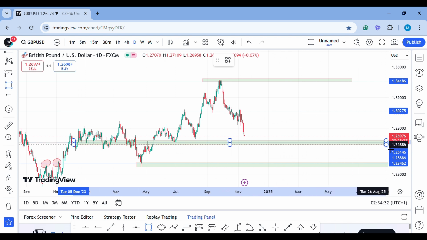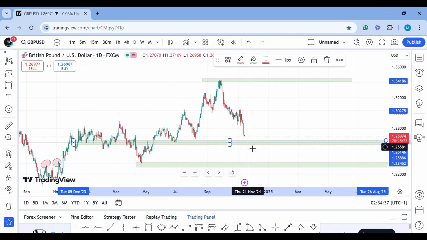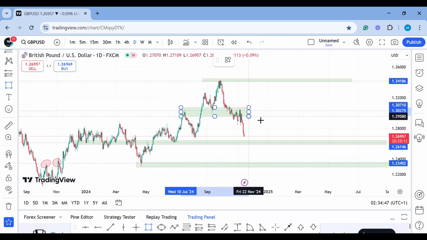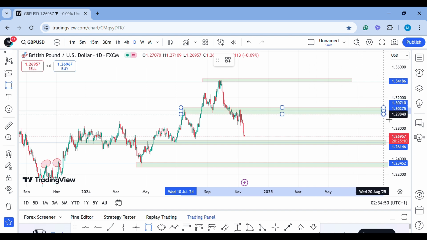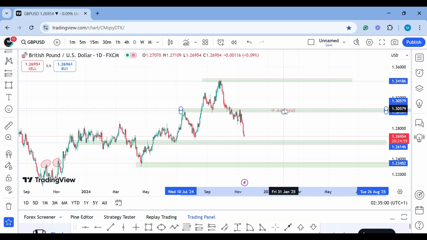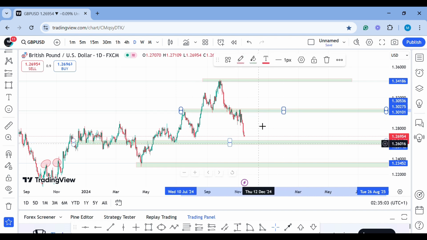So we should be expecting market to react here. So we should look for a buy here. And if market broke this point, we can sell down to this point and buy to this side. You understand? So now this point is what you see how market reacted from this point to this point. So you can see how market reacted here.